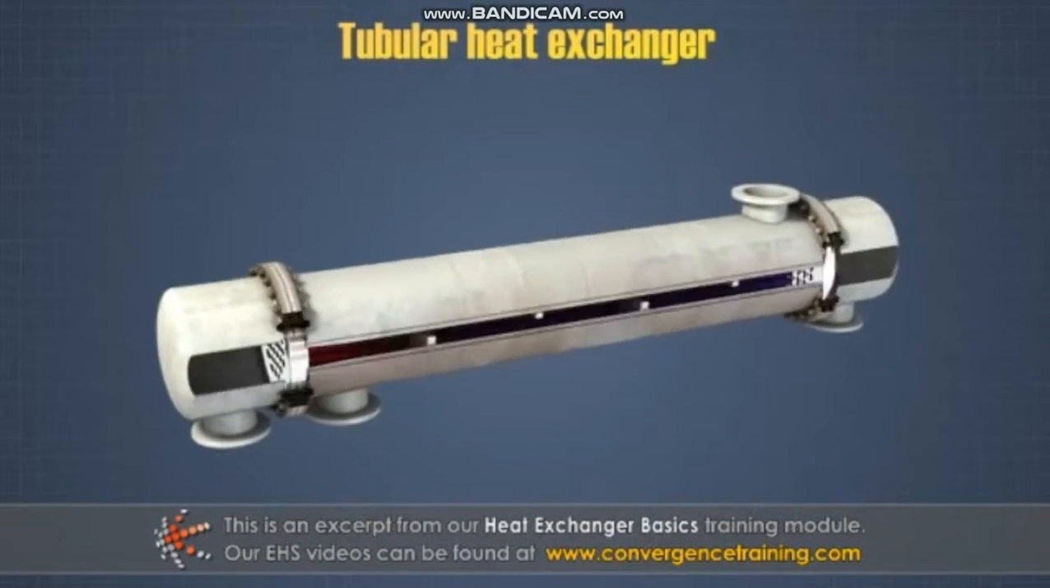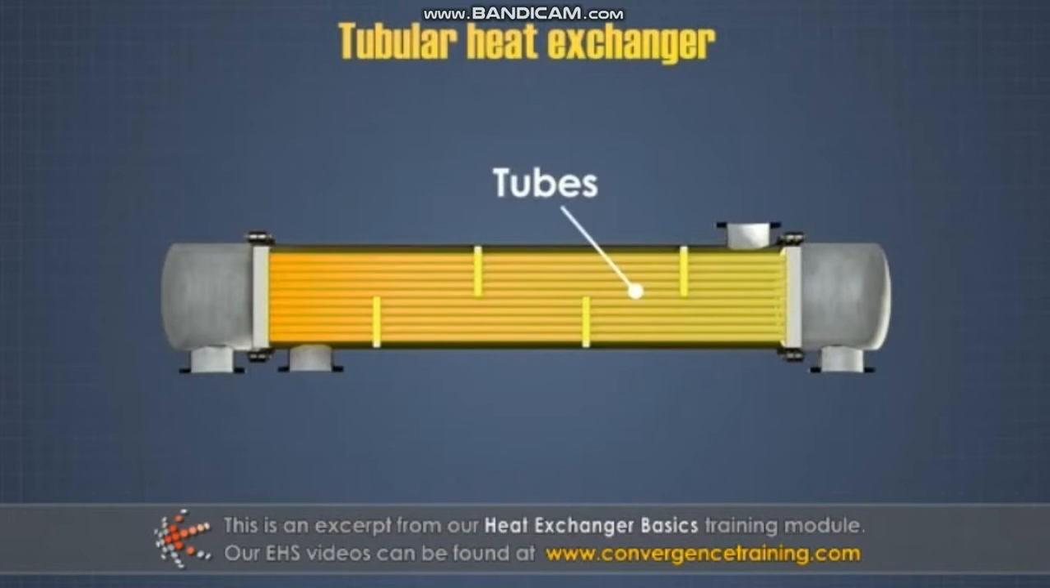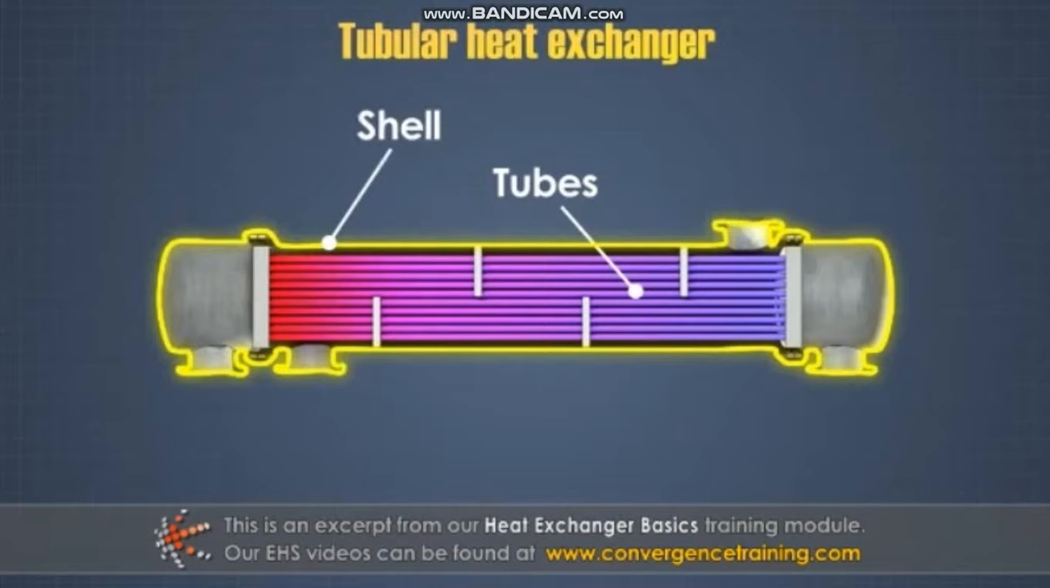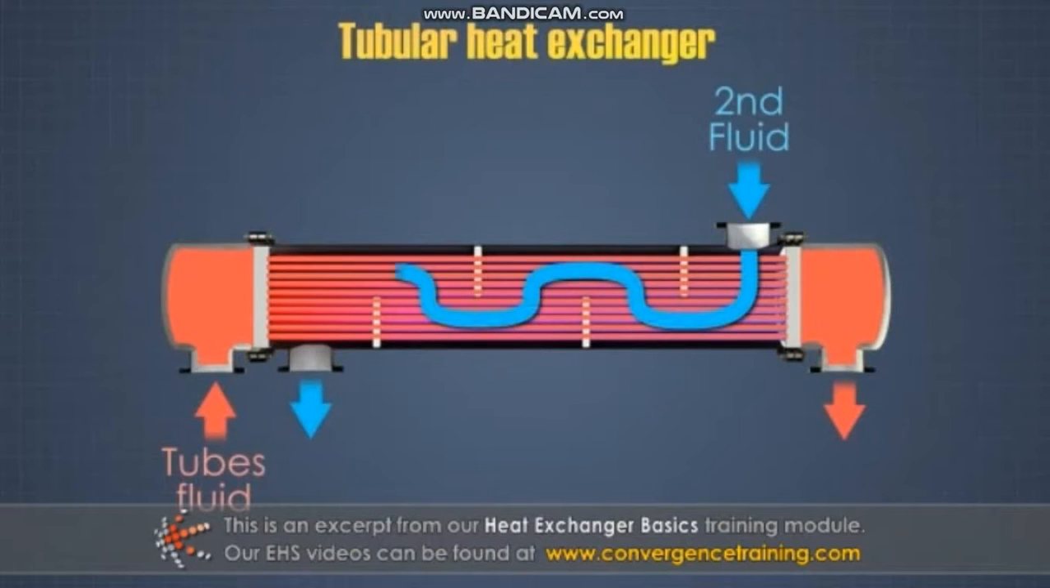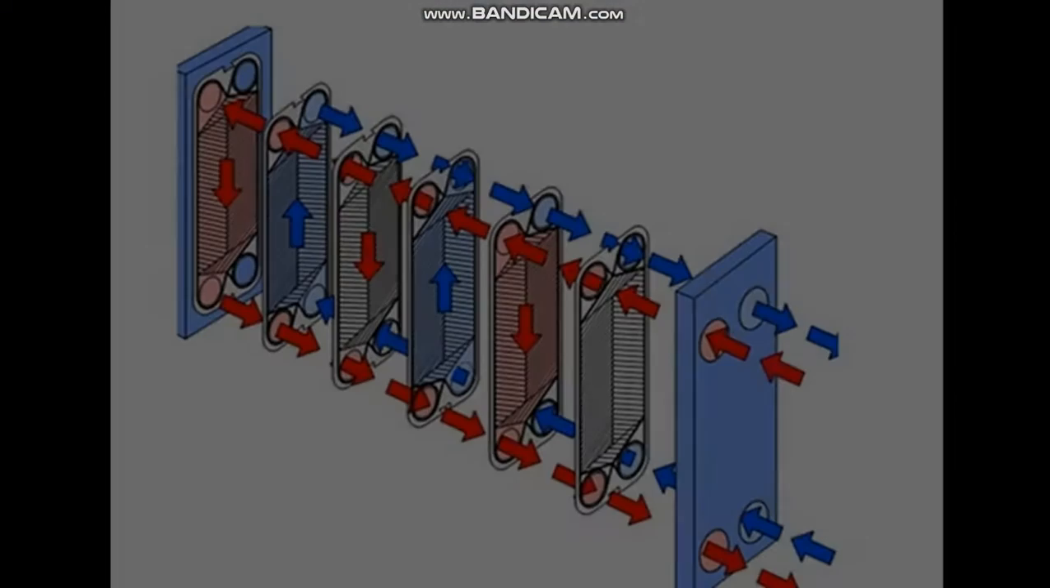A tubular heat exchanger consists of a set of tube bundles typically contained within a shell, thus the name shell and tube heat exchanger. The tubes contain one fluid, and the second fluid runs over or around the tubes to either supply heat or remove heat from the tube surfaces.